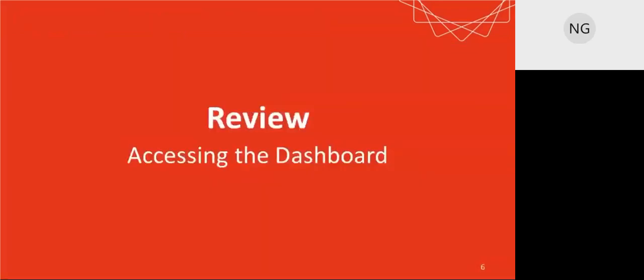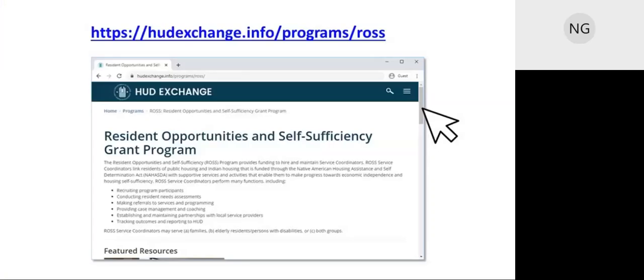All right, the next piece of background information that we'd like to review is how to access the data dashboard. Now, we went over this last time, so it might look familiar, but again, I think this is one of the most important pieces to emphasize. So one of the easiest ways to get to the dashboard is from the HUD Exchange ROS program page, and that is available at hudexchange.info/programs/ROS. It's on the screen right there.